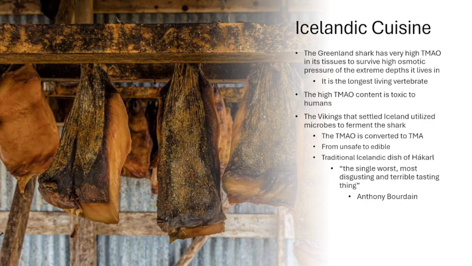So eating a lot of it is not good for you because it still has high urea content, but you're able to move from a food that's unsafe to something that is edible as a small appetizer as part of a larger feast. And that's actually what happens. It's the traditional Icelandic dish hákarl, and it's a small appetizer that you eat during the Thorrablót feast in Iceland. Now, granted, it's not really well liked. The high TMA content gives it a really rough smell, and it's going to taste a lot like ammonia. Anthony Bourdain described it as the single worst, most disgusting, and terrible tasting thing that he'd ever eaten.